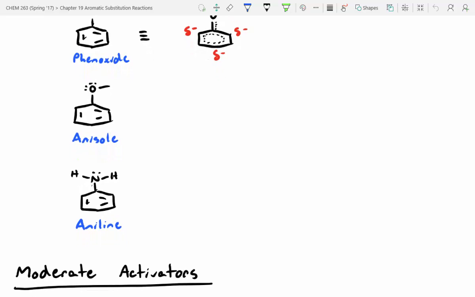Somebody did point out that anisole in the book he lists as a moderate activator, but he listed it at the high end of moderate activators. Oftentimes books will list it as a strong activator. It's kind of at that crossover between strong and moderate. I'm fine with you putting it in either class.